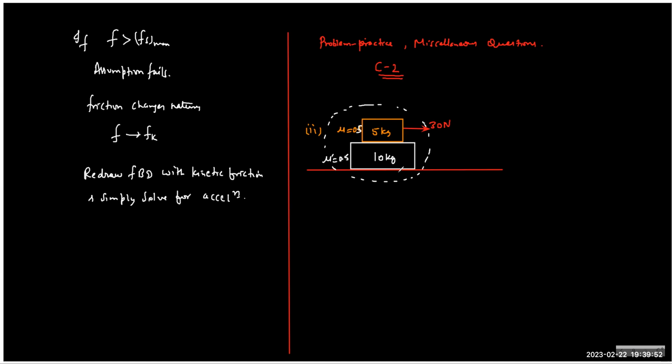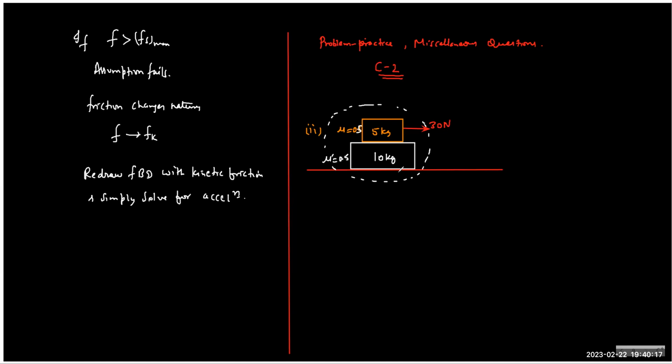Okay, you don't know how to find the normal, right? 0.5 into 5 into 10. 0.5 into 50. It is how much? 25. So 25 Newton is the force which can be developed between the blocks. And the same 25 will act on the 10 kg also in the worst case scenario.